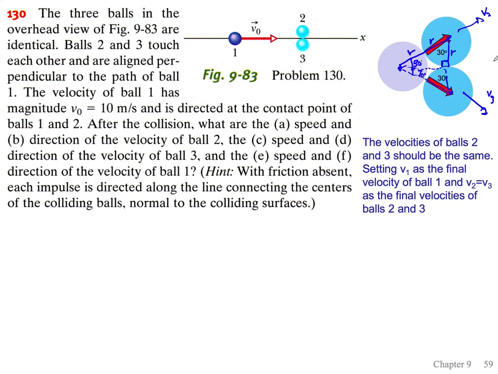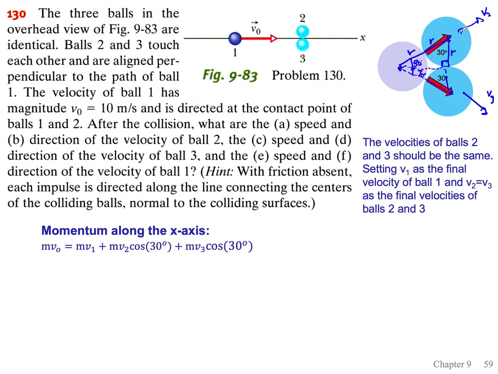Setting v1 as the final velocity of ball 1 and v2 as the final velocity of balls 2 and 3, we can now do a little bit of work. We know that momentum has to be conserved. Now, the horizontal, I should draw this out here. The horizontal momentums of these 2 things, mass times that, mass times this. The 2 horizontal components of this, along with whatever the final velocity of this, have to equal the initial momentum.